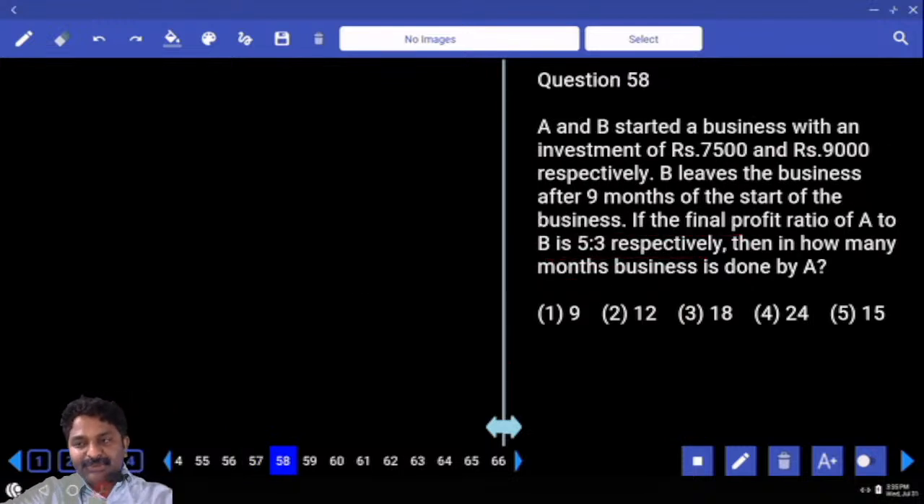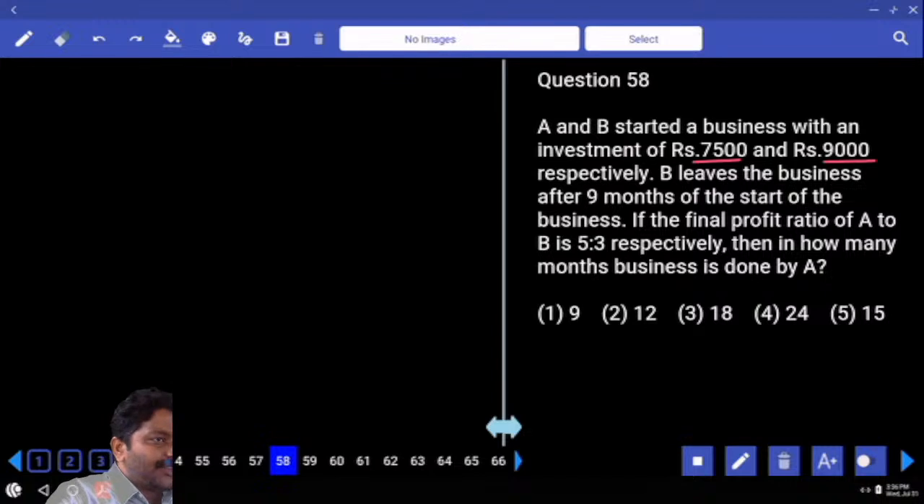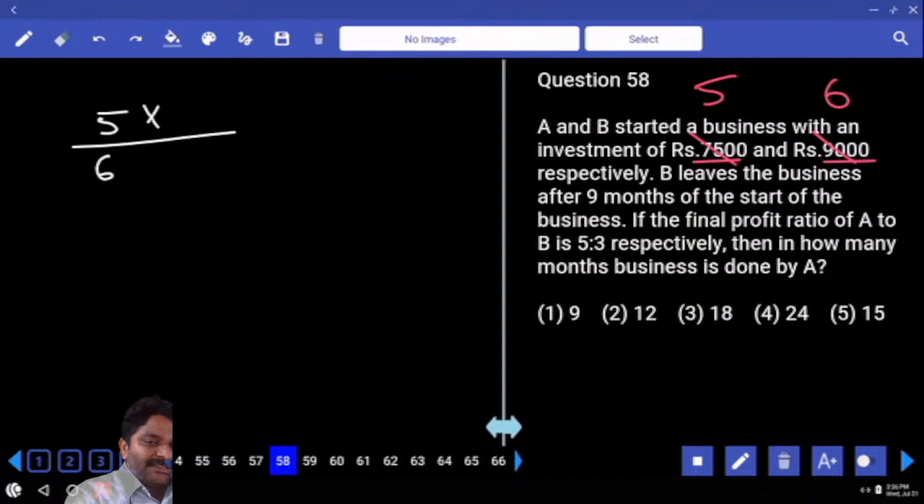A and B started a business with investments of 7,500 and 9,000 respectively. B leaves the business after 9 months of the start of the business. If the final profit ratio of A and B is 5:3, then find how many months A was in the business. 7,500, 9,000. 2 zeros cancel. 15 multiple, 5 times 15. Investments are in the ratio 5:6. A is there for x months, let's assume. B is there for 9 months.